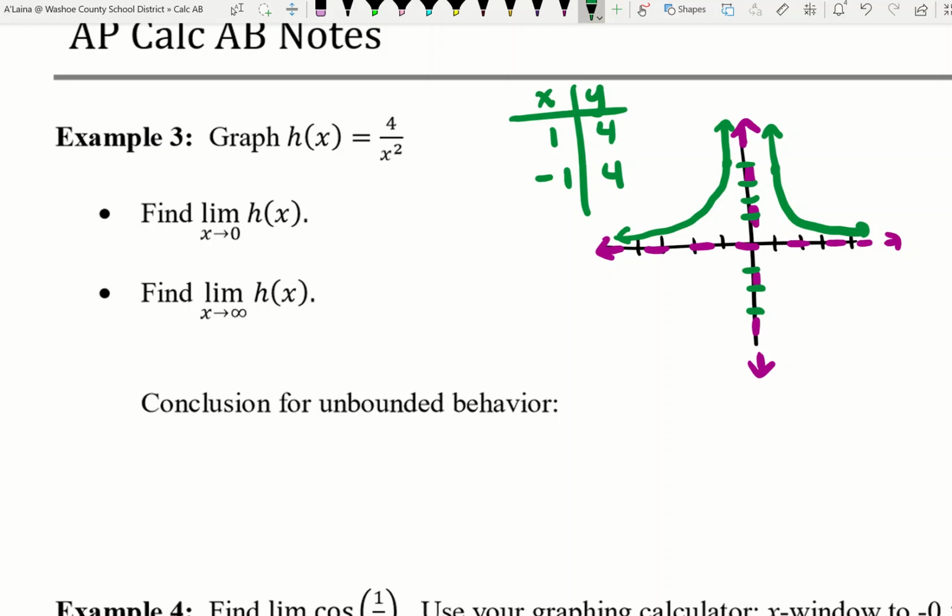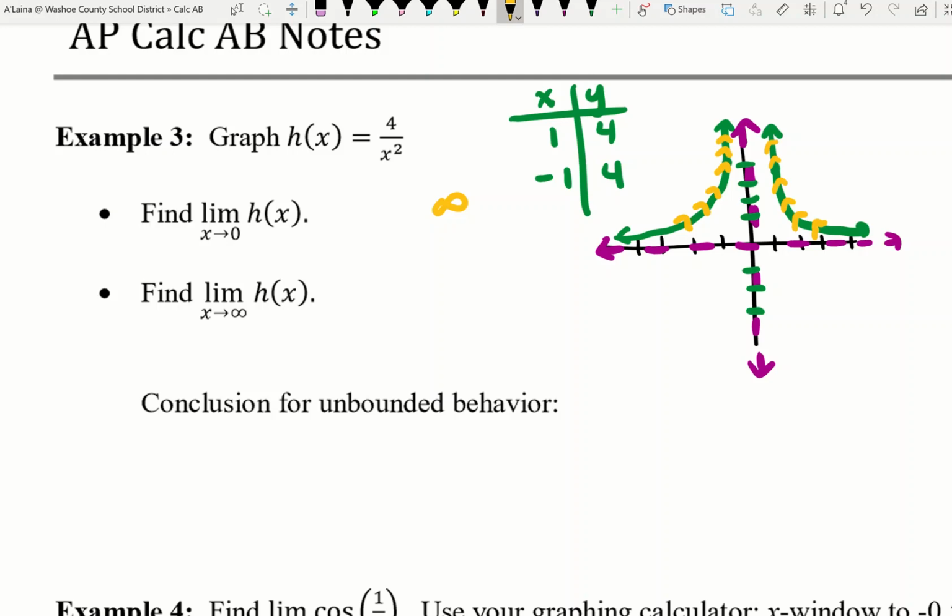All right, we want to find the limit of this as x approaches 0. So let's take a look at the heights. As I approach 0 from the left, I'm going up larger and larger forever. I'm going up to positive infinity. As I approach 0 from the right-hand side, I'm also going up to positive infinity. And so some people then write that limit as positive infinity.